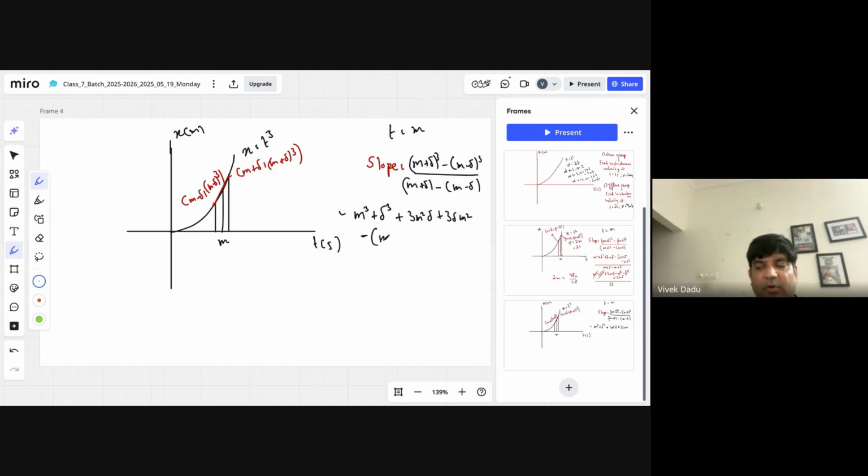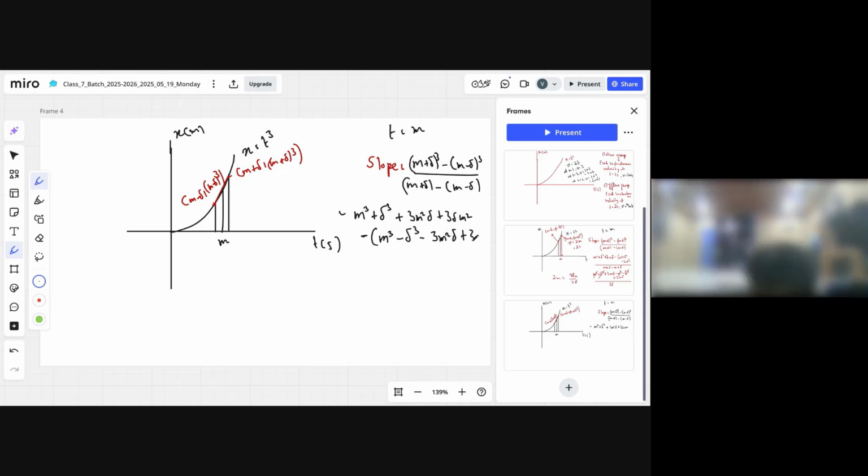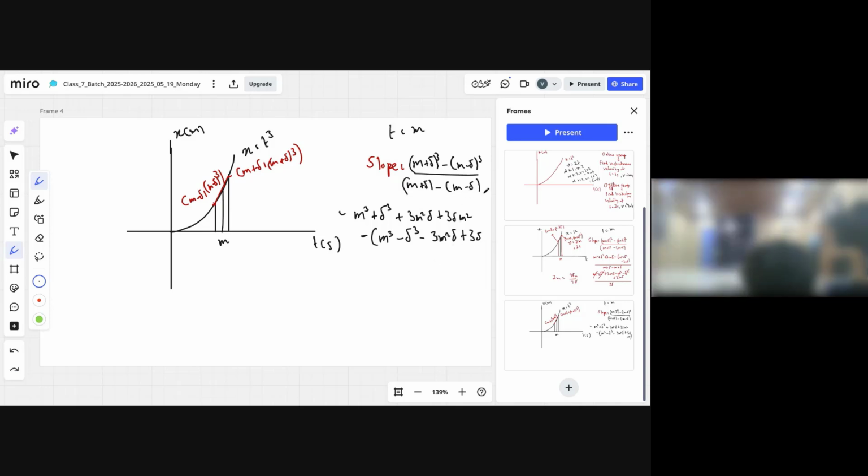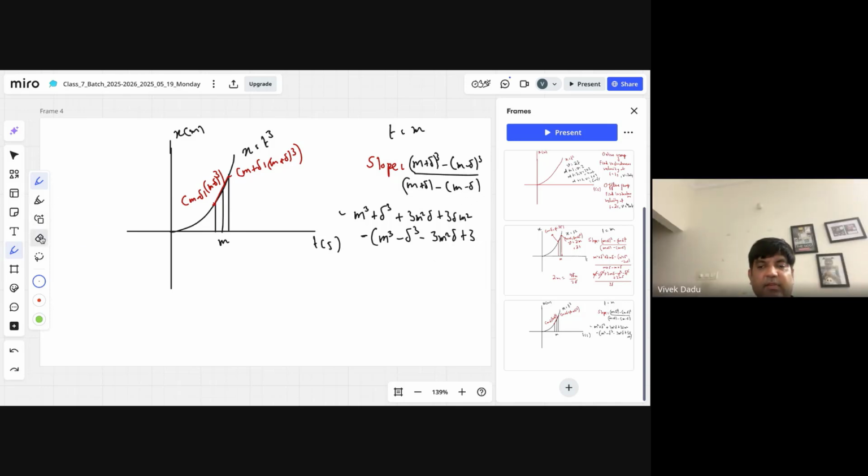(m minus delta) cube comes m cube minus delta cube minus 3m square delta plus 3 delta m square. Okay? Sorry, I made a mistake here. This is m delta square. And so here also it will be m delta square. This I have done directly, guys.